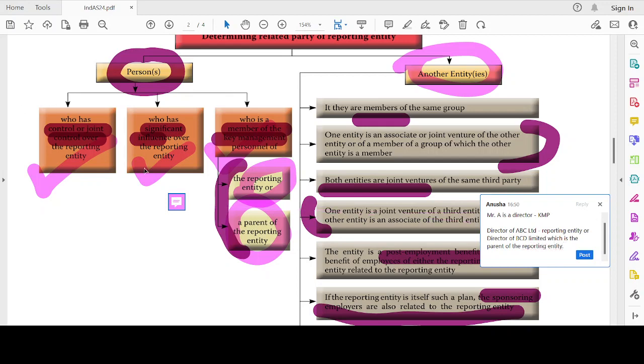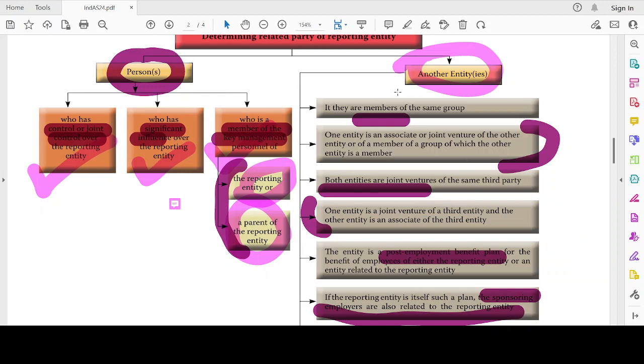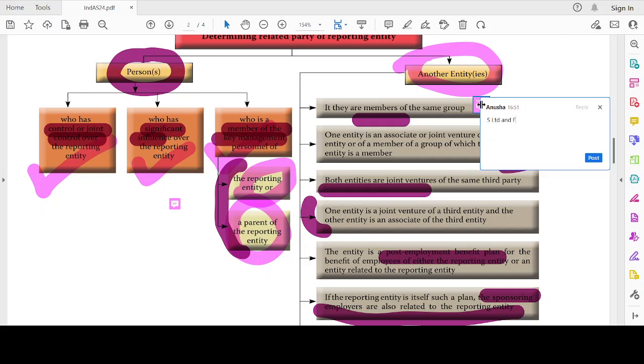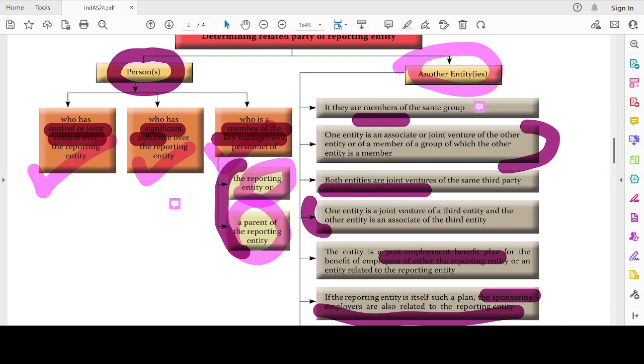Mr. A is a director. He can be covered under related party if he is a director of the reporting entity ABC Limited, or if he is a director of the parent of the reporting entity, BCD Limited. I hope it's clear, right? Now, other entities: if they are members of the same group, like we had S Limited and FS Limited in the previous example, both are fellow subsidiaries, so they are members of the same group. Then, one entity is an associate or joint venture of the other entity, or a member of a group of which the other entity is also a member, associate or joint venture. So then it is a related party.